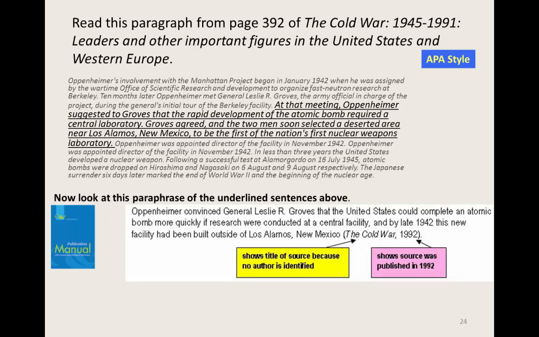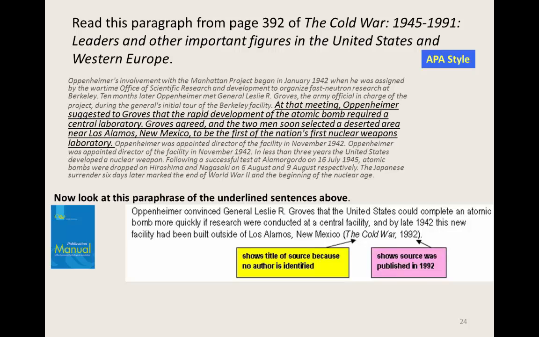Now, read this paragraph from page 392 of The Cold War, 1945 to 1991: Leaders and Other Important Figures in the United States and Western Europe. So that's the book that this comes from. And I'll just read our critical sentence within that paragraph. In the original work it says, "At that meeting, Oppenheimer suggested to Groves that the rapid development of the atomic bomb required a central laboratory. Groves agreed, and the two men soon selected a deserted area near Los Alamos, New Mexico, to be the first of the nation's first nuclear weapons laboratory."